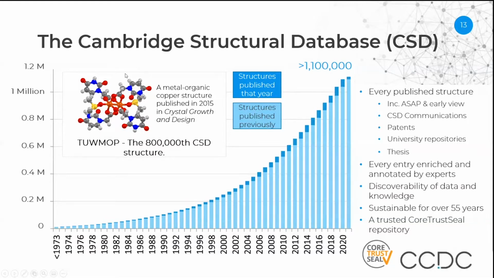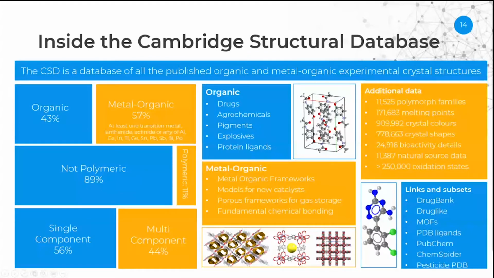So as we've mentioned, the CSD contains a mix of organic and metal organic structures, and we also have a split between single and multi-component complexes. Today, we are going to be focusing on the metal organic proportion of the resource, and that can be used in a variety of industries and helps us understand fundamental chemical bonding as well.